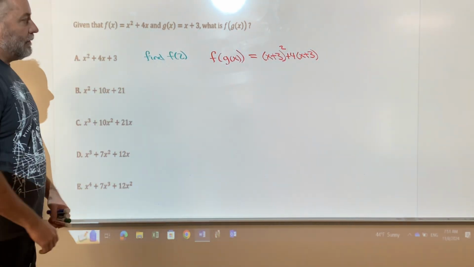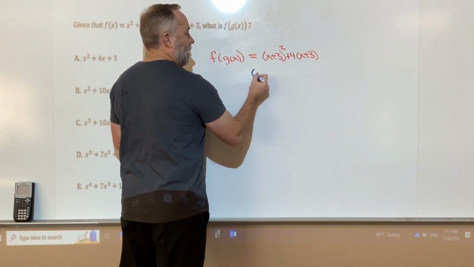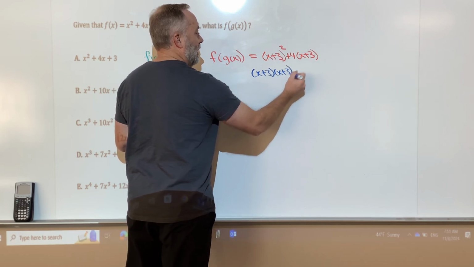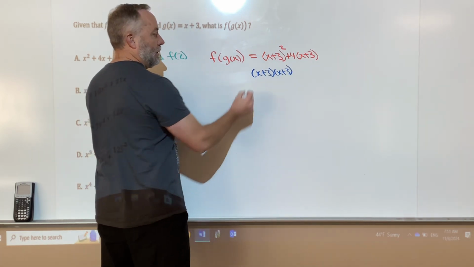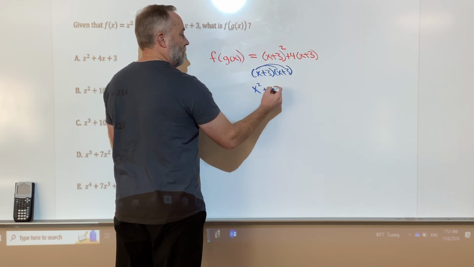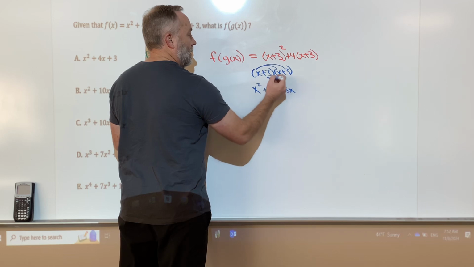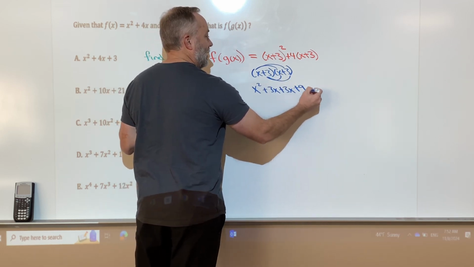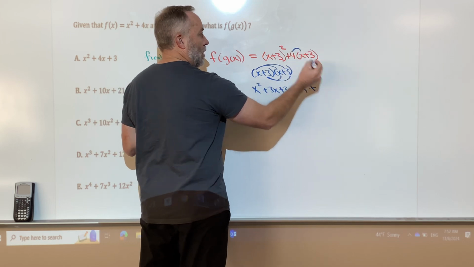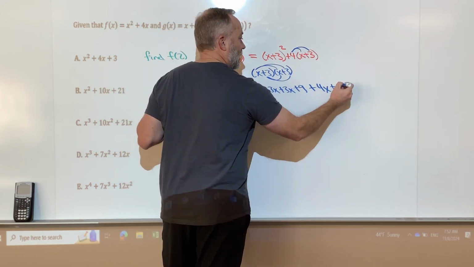Now we just need to simplify what we have. We've got to be careful here. x plus 3 squared is x plus 3 times x plus 3, so we're multiplying two binomials there. So we would get x squared plus 3x plus another 3x, and then 3 times 3 is 9. And then let's keep going here. Plus, we've got to distribute the 4. 4 times x is 4x, and 4 times 3 is 12.